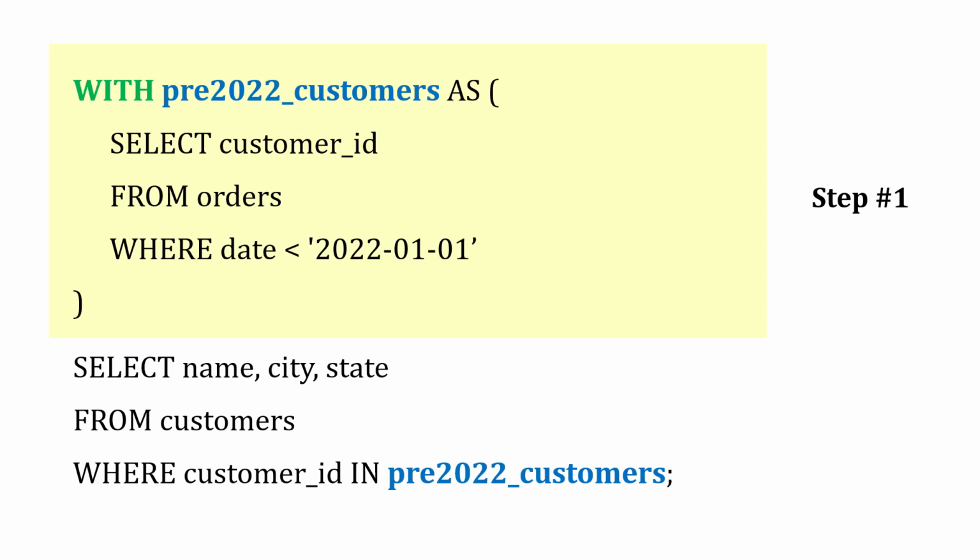And then what I'm going to do is use that result in my second step. So I go to the customers table now, select their name, their city, and their state, where the customer ID is in the result that I previously defined. So it can break down that complexity.